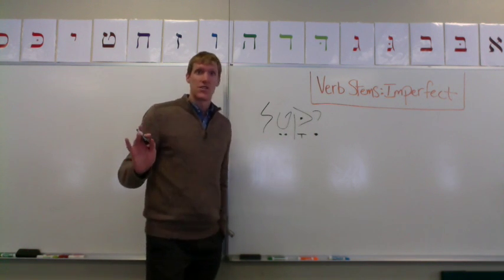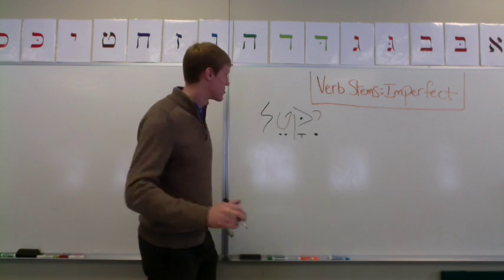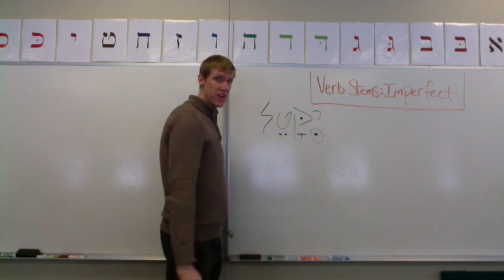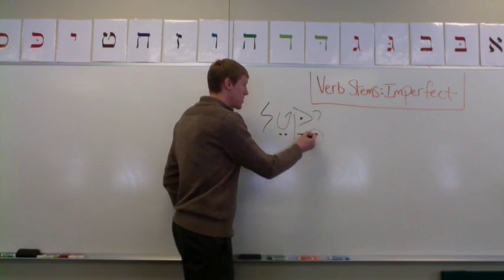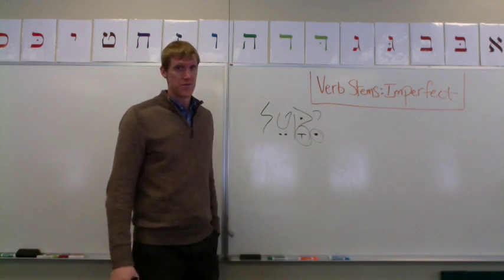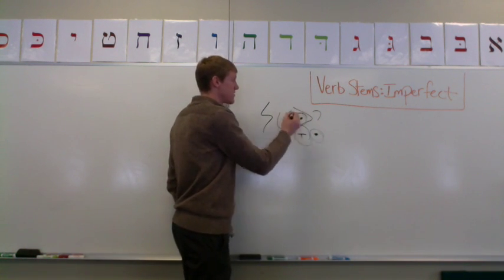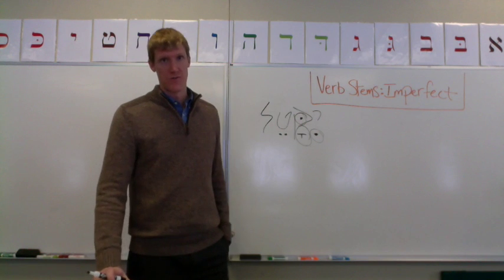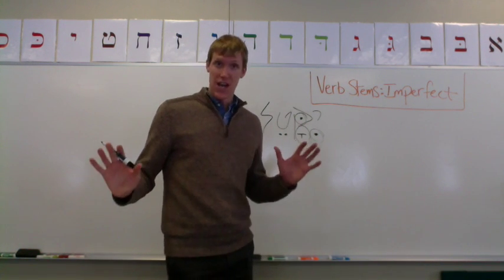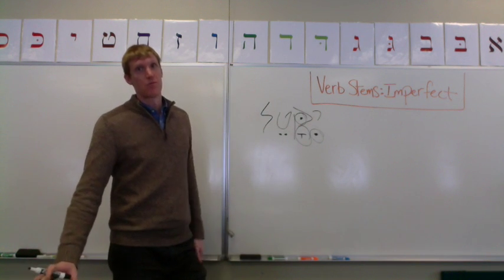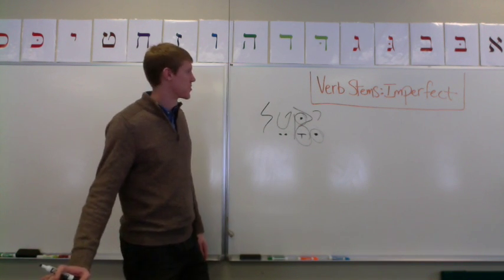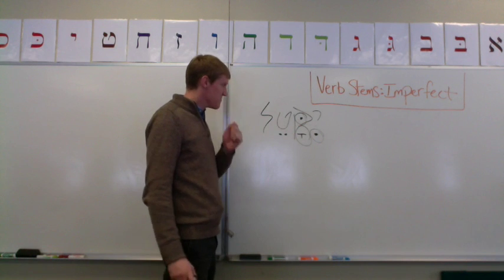And, okay, the big signs you want to pay attention to, hirik under the prefix, similar to the pa'al, qamets under the first root letter, and a dagesh forte in the first root letter. Okay? Those are the big signs that you've got the Niph'al prefix. That's what you want to look for.